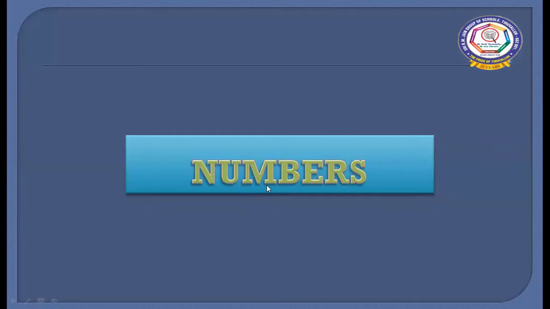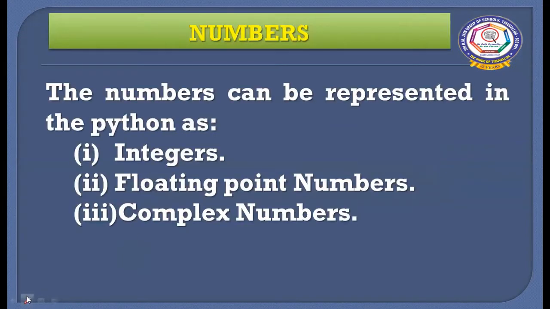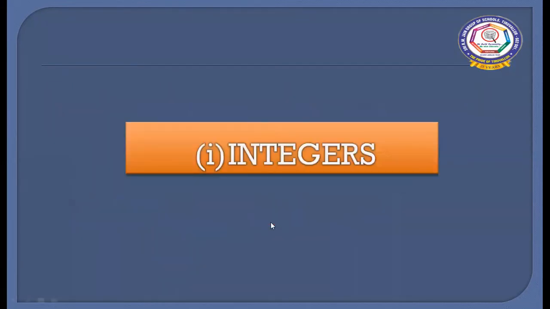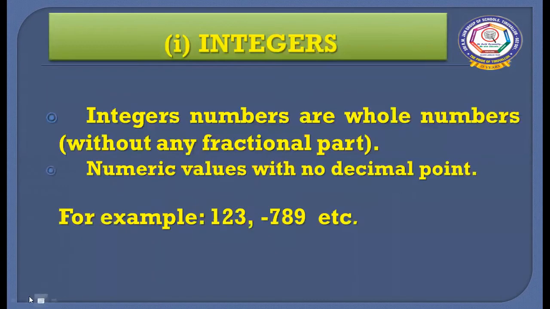First, we'll discuss numbers. Numbers can be represented in three different forms: integer numbers, floating point numbers, and complex numbers. Integer numbers are the whole numbers without any fractional part. They are numeric values with no decimal places or decimal points. Example: 123, minus 789. The value may be positive or negative, without any decimal points.